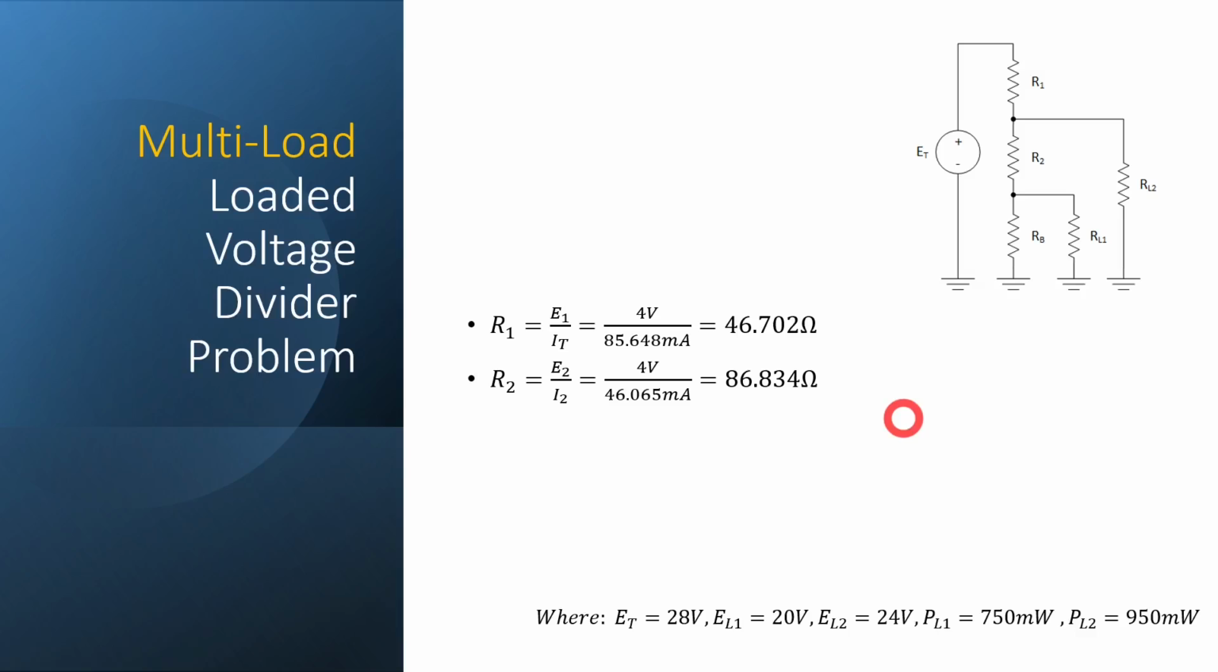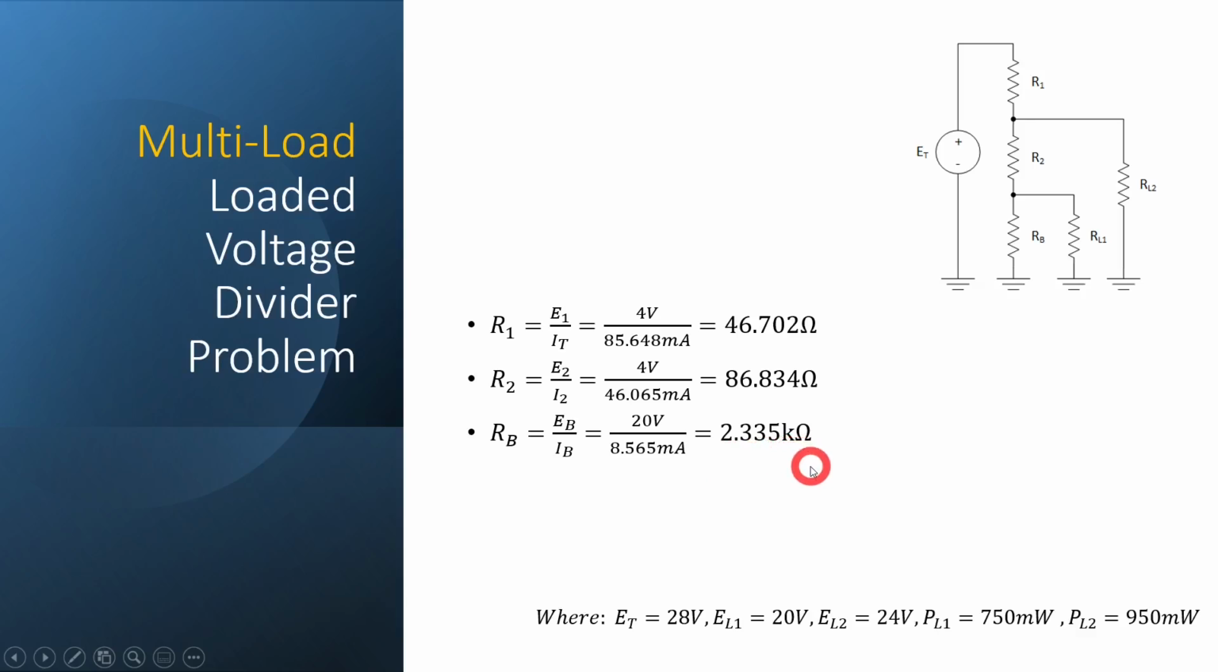86.834 ohms. Okay? And then our bleeder resistor is just going to be that voltage drop across our load number 1, which is this in parallel with our bleeder resistor, and divide that by our bleeder current that we calculated previously, and we're going to get 2.335 k ohms.